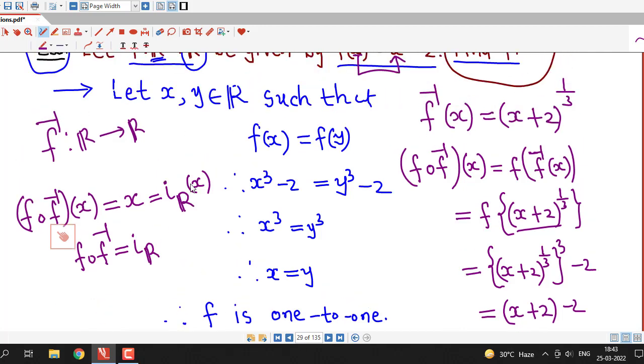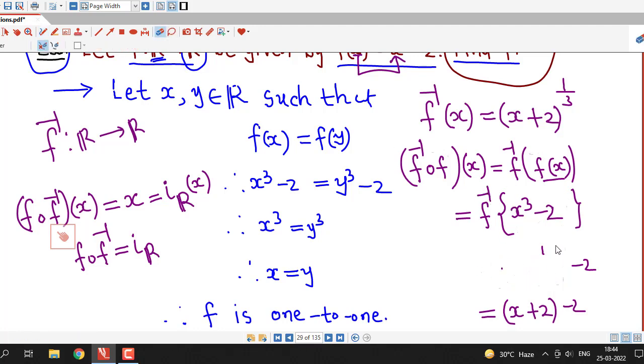Similarly, if we consider f inverse composite f, then that is also going to be identity function. Now suppose we consider f inverse composite f. Here I have f inverse, here I write f x. Now f x is x cube minus 2, so here I write x cube minus 2. Here I have f inverse. Now I am finding composition of f inverse and f. f inverse composite f x equal to f inverse of f x.